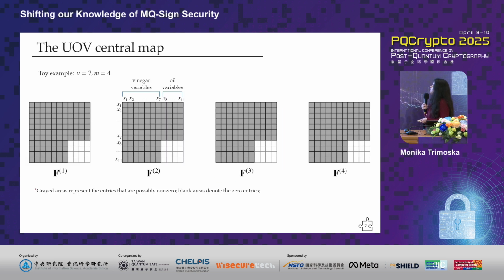Okay. And so, for instance, this is what a UOV central map looks like, right? You remember in UOV, you had the split of the set of variables in vinegar variables and oil variables. Here I put the vinegar variables first. Some people prefer the other way around. But if you put the vinegar variables first, then it means here, everything is covered except for this oil part here, which is always 0, right? Because you have in UOV that oil doesn't mix with oil. So you don't have monomials containing 2 oil variables.